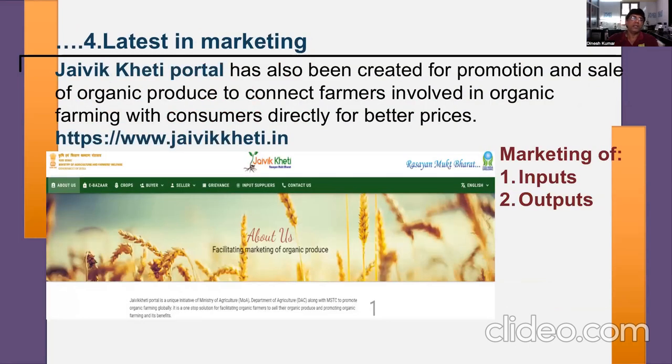But the latest thing in marketing is the Jaivik Kheti portal by the Government of India, www.jaivikkheti.in. You can go there. Here all the people who want to sell and who want to buy are on one platform. It is a totally online system to sell and buy. One can do input and output marketing. Input marketing means your biofertilizers, your manures, your biopesticides. Outputs are the products you produce or process.